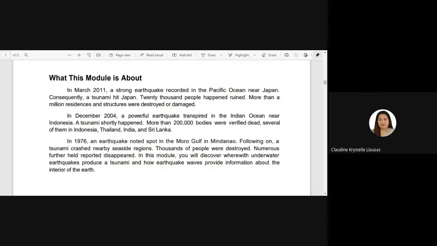Okay, next paragraph. Please read, Sherwin. In December 2004, a powerful earthquake occurred in the Indian Ocean near Indonesia. A tsunami shortly happened. More than 2,000 bodies were verified dead, several of them in Indonesia, Thailand, India, and Sri Lanka. Okay, next.